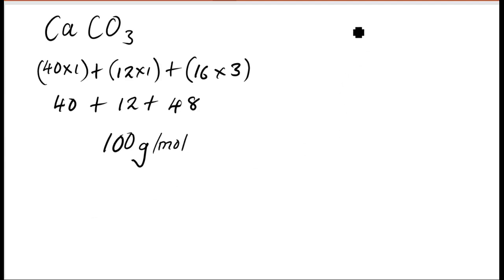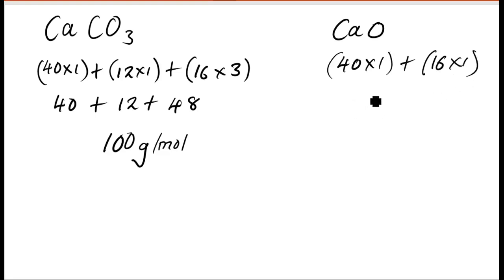Okay, let us also calculate the formula mass for calcium oxide. How many calciums do we have here? We have 1, so you say 40 times 1 plus how many oxygens? We have 1 oxygen, so you say 16 times 1. So 40 times 1 is 40 plus 16, it will give us 56 grams per mole. Okay, so we have the formula mass for calcium carbonate or limestone. We also have the formula mass for calcium oxide or lime.